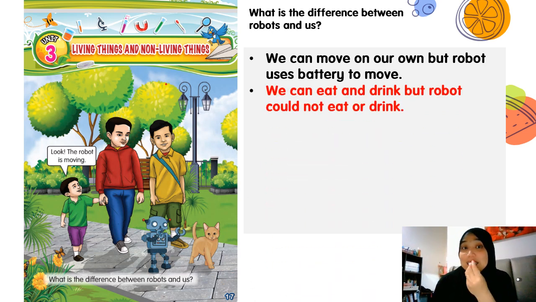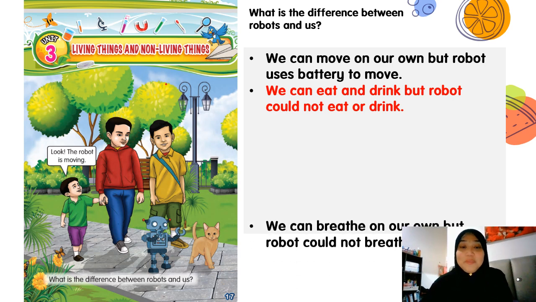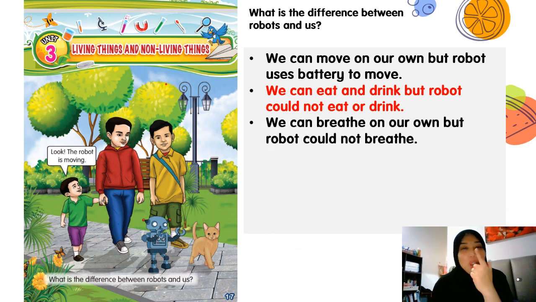We can eat and drink, but robot could not eat or drink. Maksudnya, kita boleh makan dan minum, tetapi robot tidak boleh makan dan minum. Next answer. We can breathe on our own, but robot could not breathe. Kita boleh bernafas sendiri, tetapi robot tidak boleh bernafas.